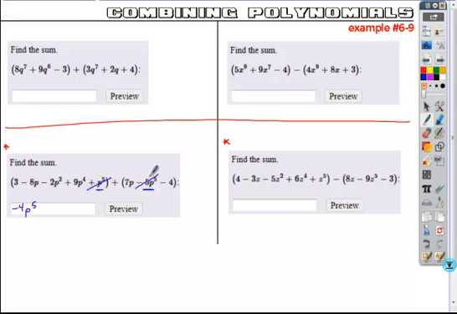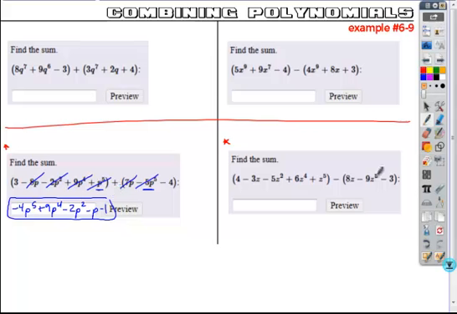I can move to the next term, which would be powers of 4. There's nothing to combine with, so 9p to the 4th. Move down, p to the 2nd, negative 2p squared. Here I do have two first degree terms, so negative 8p plus a 7p gives me a net of minus 1p. And then move to my constants, a 3 and a minus 4 leaves me with a negative 1. And so that would give me my total, my new polynomial when I took the sum of those.